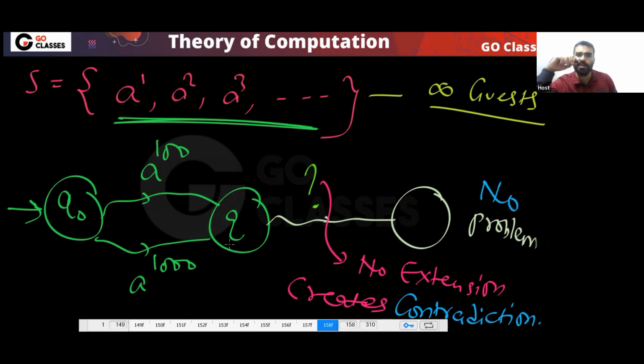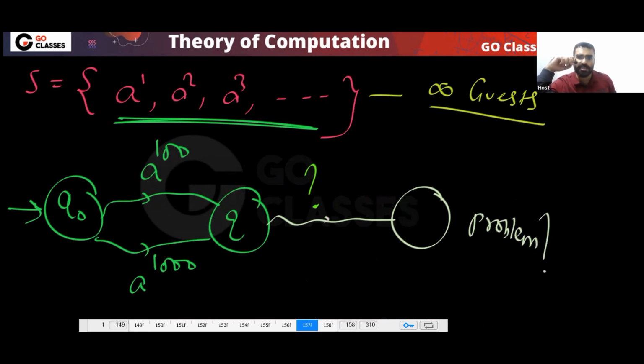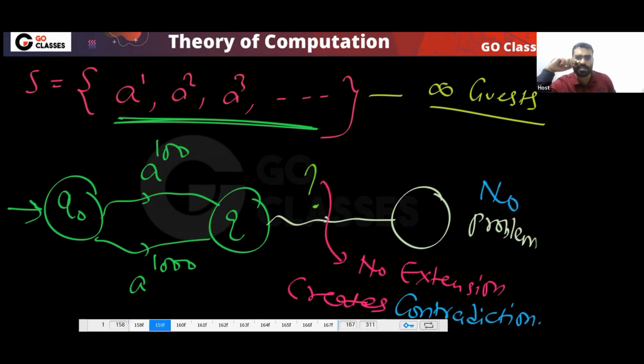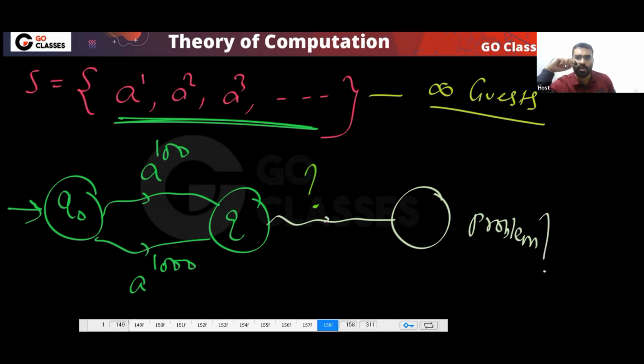So can you notice, randomly you cannot take a set, because no extension can create a problem. Whatever extension you take, for example, if I take this extension, then I can go to non-final state. Yes or no? No problem. I can simply go to non-final state.